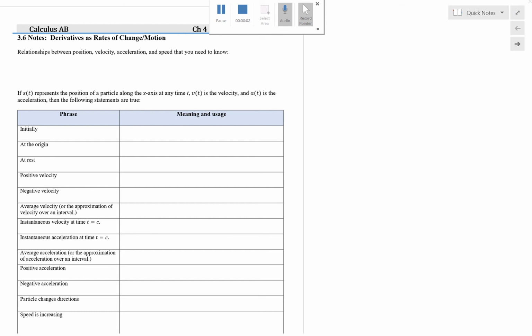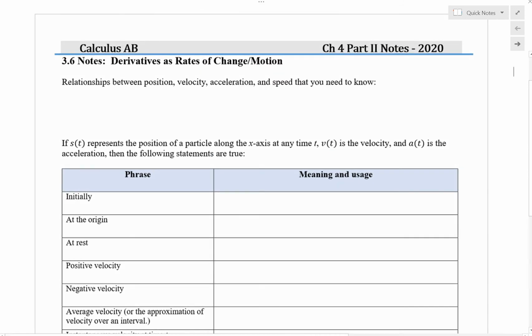Hey everybody, this is part one of the 3.6 notes where we're going to look at derivatives as rates of change in motion. We typically refer to these as particle motion questions. This is the first section in the chapter 4 part 2 notes. It's a little confusing because it's 3.6 in the book, but really what we're looking at is applications of derivatives. So we're going to introduce some phrases and what they mean and what to look for.